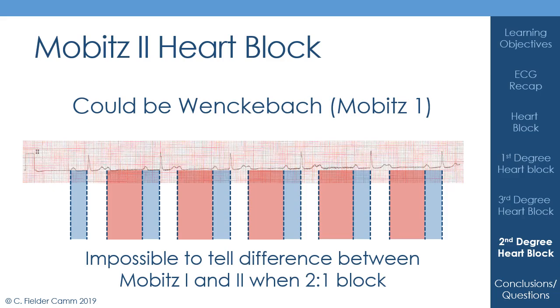Now, if you had 2 QRS complexes for every 3 P waves, so you had a conducted beat, missed beat, then you'd be able to tell, because you'd be able to say that actually the PR interval in those conducted beats was the same. And that would rule it out from being Mobitz type 1 Wenckebach. But you just can't do that with 2-to-1 block. And so I'm just putting that caveat in there because I think that is quite important.